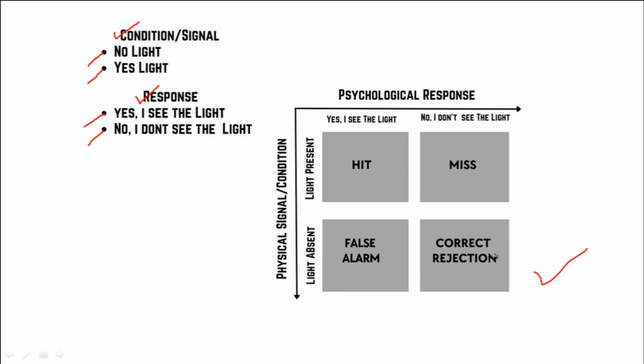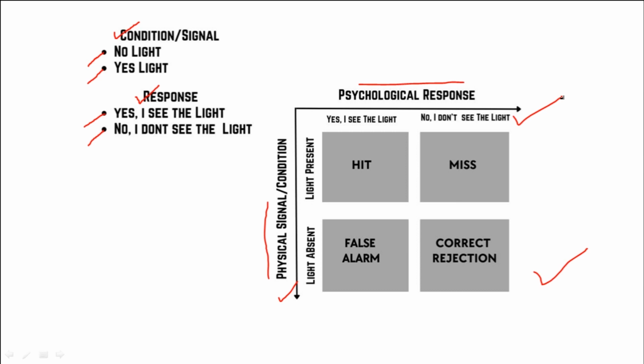The first column would represent the physical stimulus, which means whether there is light or not, while the first row would represent the psychological stimulus, which means whether the participants report seeing the light or not. So this is my physical stimulus in terms of light present or not, and this is my psychological stimulus, which is if I see the light or not. There are 4 different things that can happen.